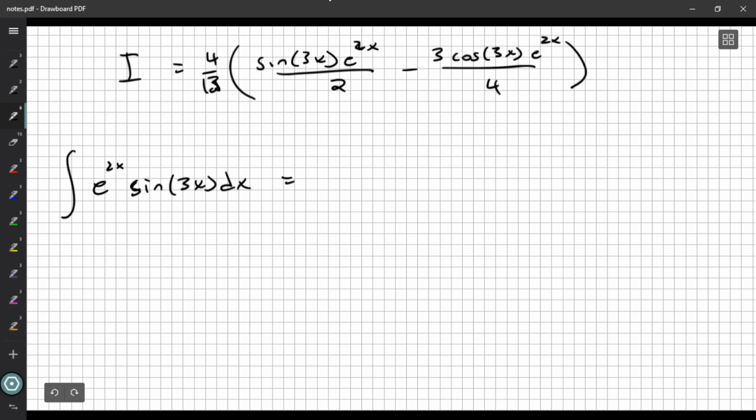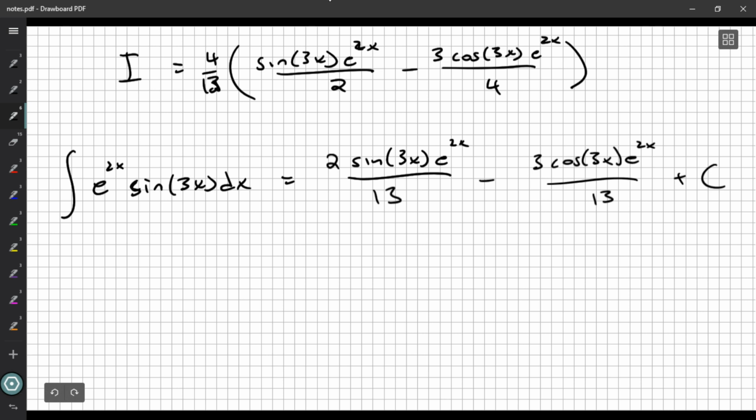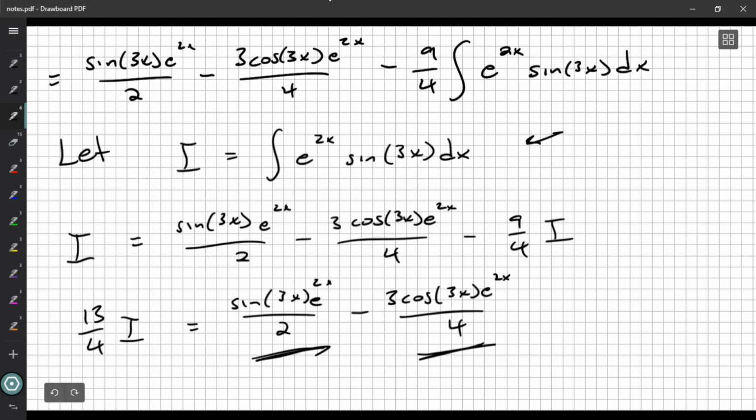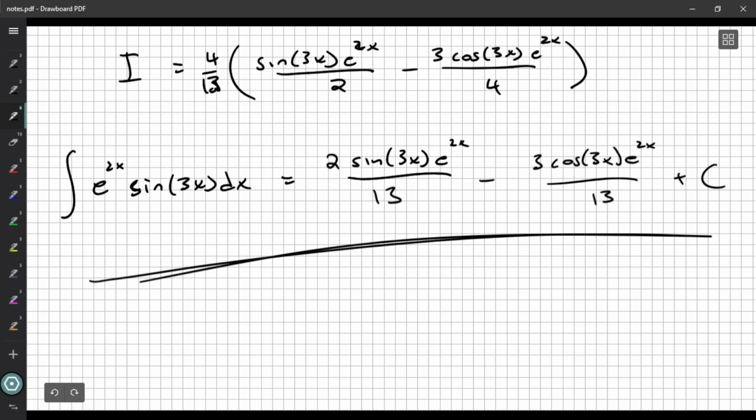I suppose the only thing left to do, obviously we're going to need a plus c in a moment, but I could bring the 4 in. On top, 13, 2, oh, I suppose we could cancel, so we can get a 2 here, a 13 on bottom. The 4 and the 4 will cancel. We'll get 3 cos 3x e to the 2x over 13. And we don't forget our plus c. And there we go. We did integration by parts. We had to do it twice, and we had to be a little clever, introduce a little bit of algebra, rearrange, and simplify to save the day.